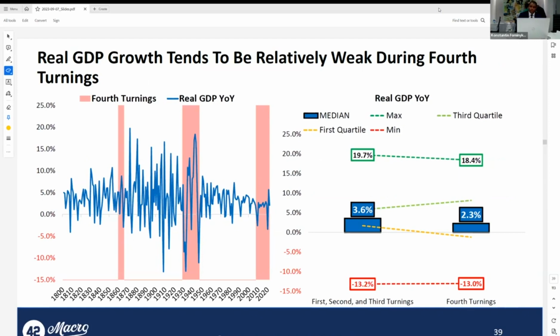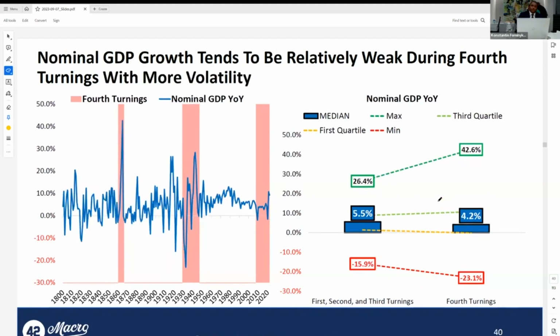What we find is that real GDP growth, going back and looking at the most recent four turnings, is typically relatively weak during fourth turnings, with a little bit more volatility, particularly in the interquartile range. Nominal GDP growth also tends to be relatively weak, with a lot more volatility if you look at the max-min range for this particular statistic. So we have generally slower real GDP and nominal GDP growth in a fourth turning. And again, this is a political and socioeconomic condition in the society that may persist at least through the end of this decade, perhaps into the early 2030s.